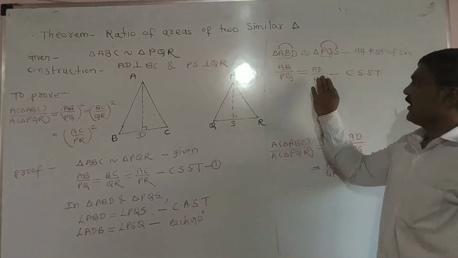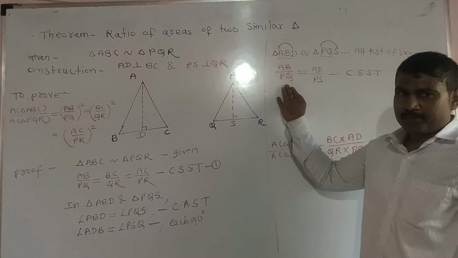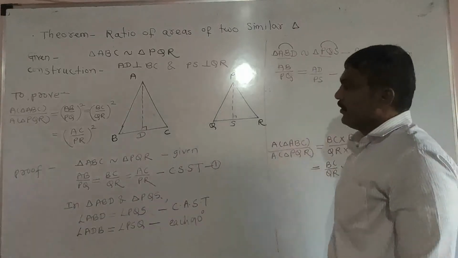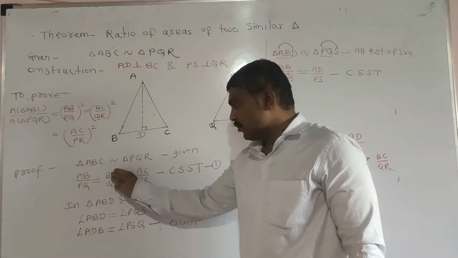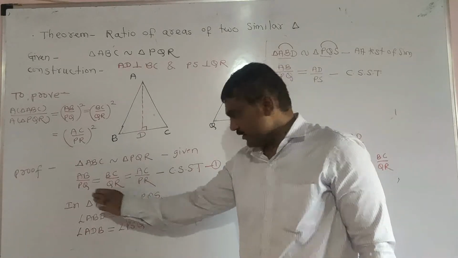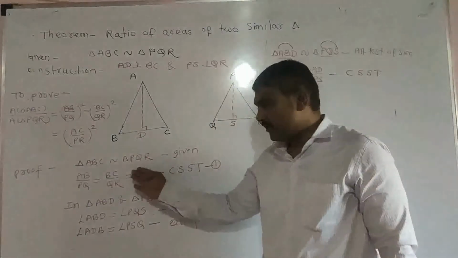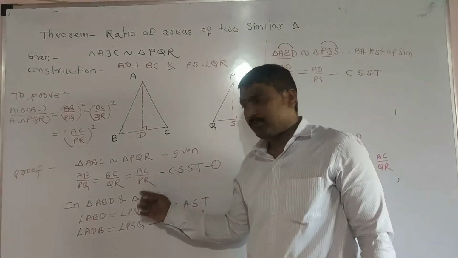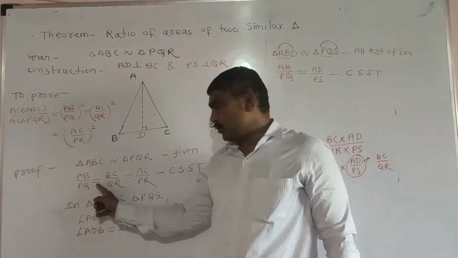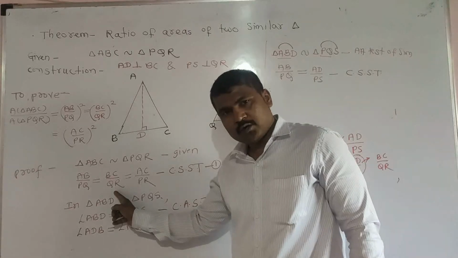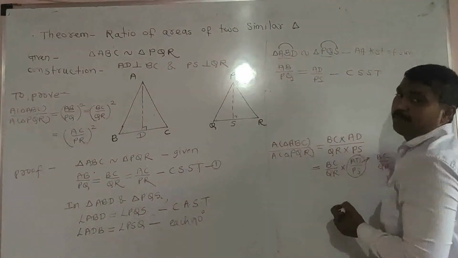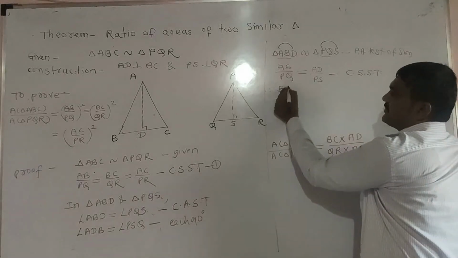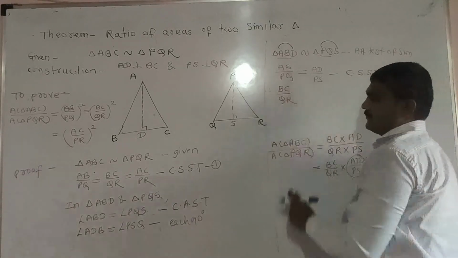Now we know AD upon PS is equal to AD upon PQ. Okay, and what is AD upon PQ? AD upon PQ is equal to BC upon QR. Here the two triangles were similar, so all these three ratios are the same. So instead of this AD upon PQ, can we put BC upon QR? Why not? So put AD upon PQ can be written as BC upon QR.